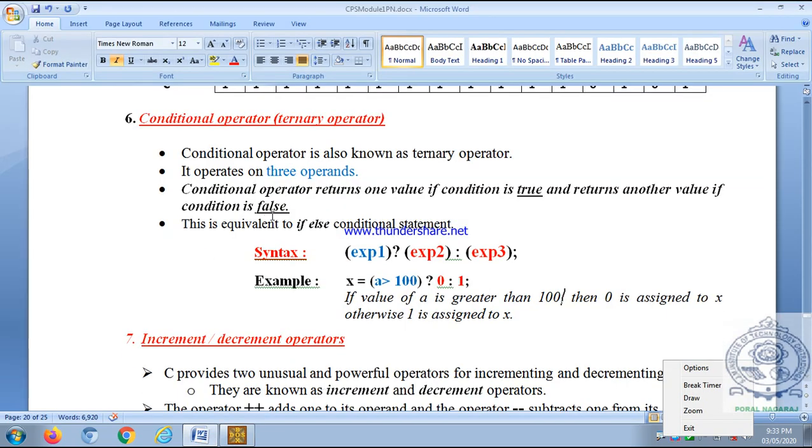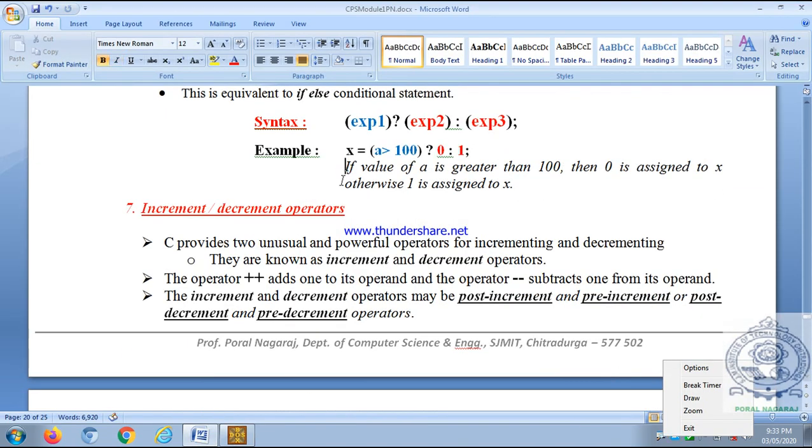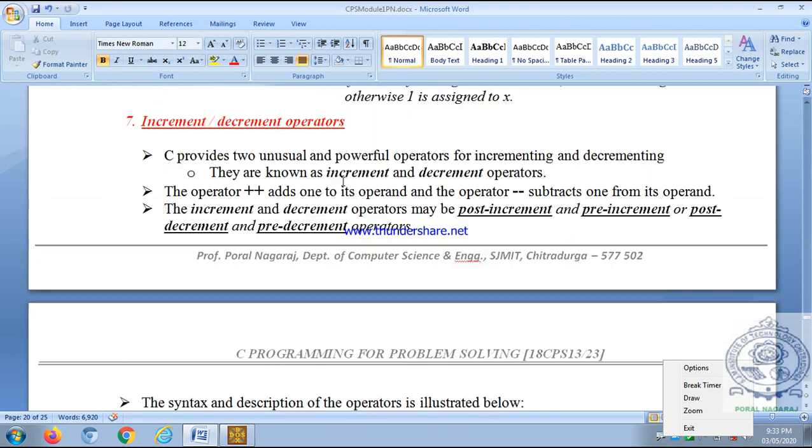Next we have increment and decrement operators. The increment operator is used to increase the value of a variable by 1, and the decrement operator is used to decrease the value of a variable by 1. That's why the C language provides 2 unusual and very powerful operators for incrementing and decrementing. They are known as increment and decrement operators.